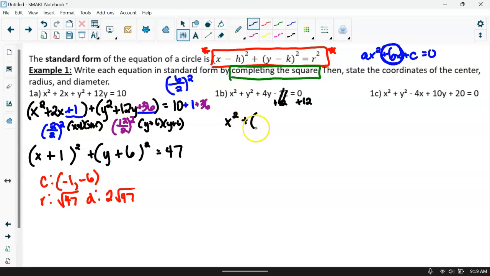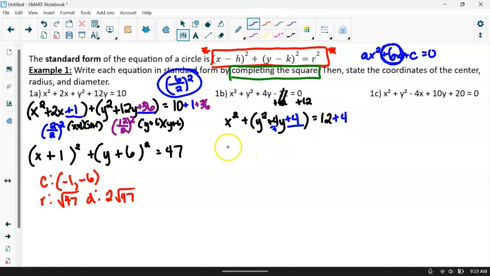Then plus. Now let's group. Y squared plus 4y, leave your space here to complete the square, is equal to 12. So now here we go. Remember, to complete the square, we take our b, which is 4. We're going to half it and square it. So half of 4 is 2. 2 squared is 4. Don't forget, what we add here, add to the other side as well.